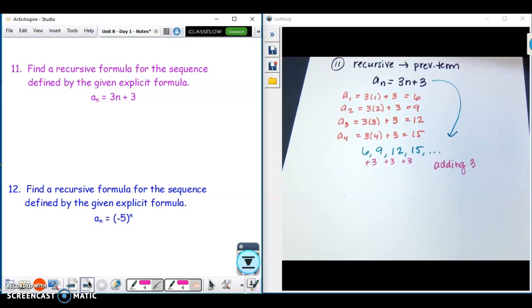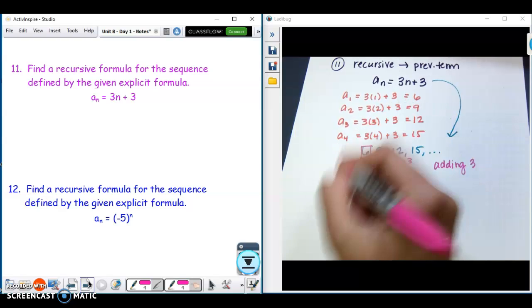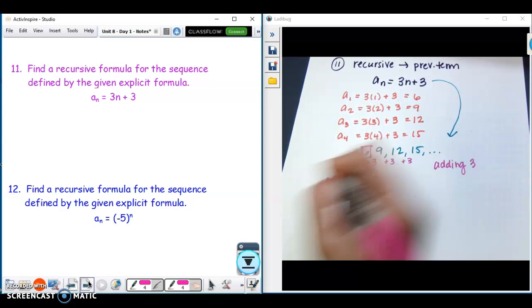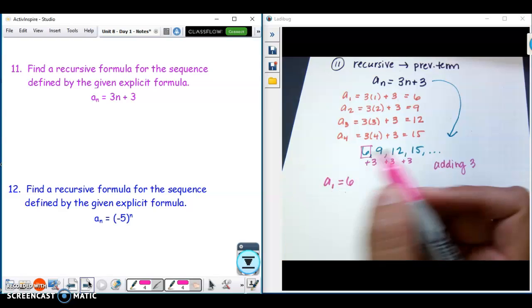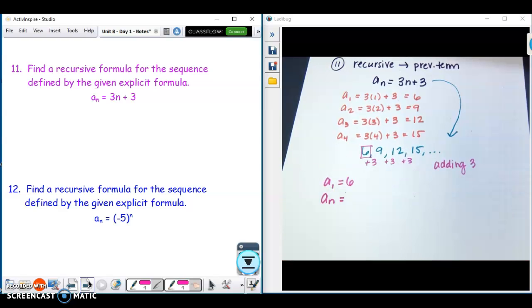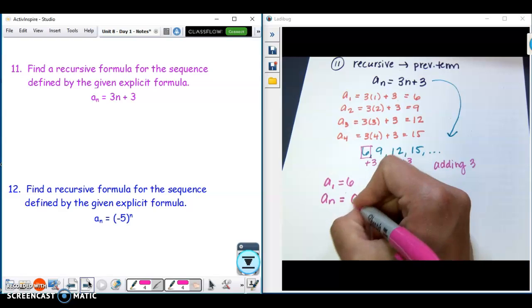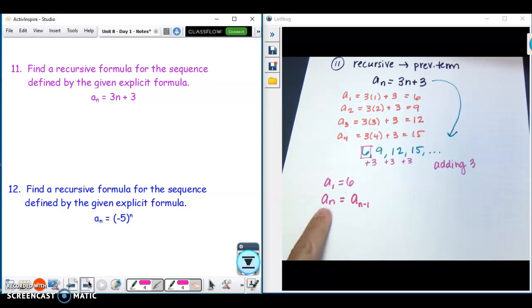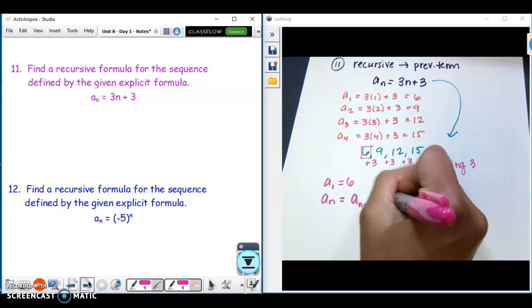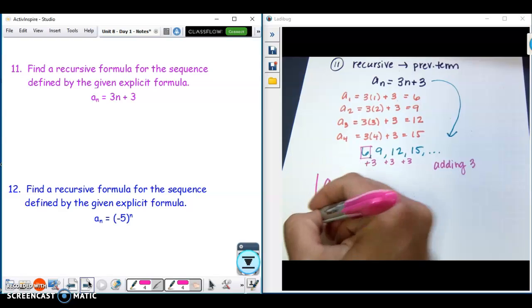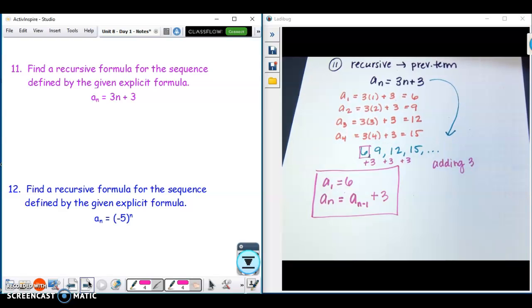So when you write your recursive formula, the first thing you do is write the first term. Remember, if you don't know the previous term, you can't use recursive. So you always have to write out your first term. So we're going to write a sub 1 equals 6. And then we're going to have a formula for a sub n. Because we said we're adding 3, we're taking the previous term and adding 3 to it. The previous term we can represent by a sub n minus 1. Remember, a sub n minus 1 is the previous term. And then we are adding 3 every time to that previous term. So this would be considered my recursive formula.